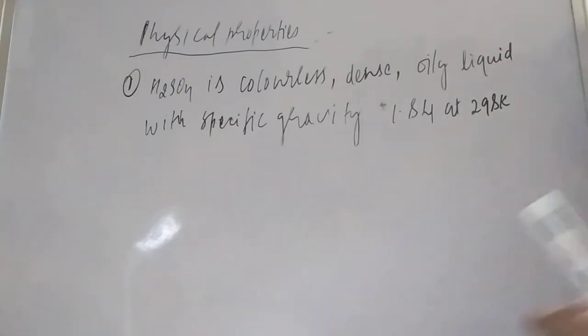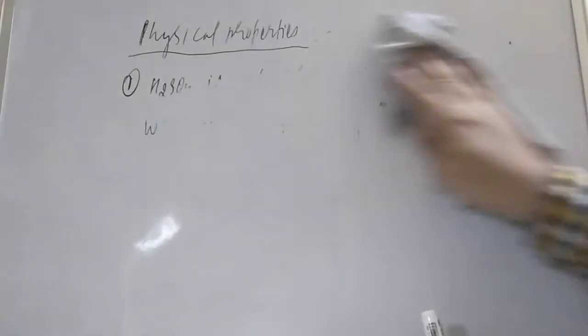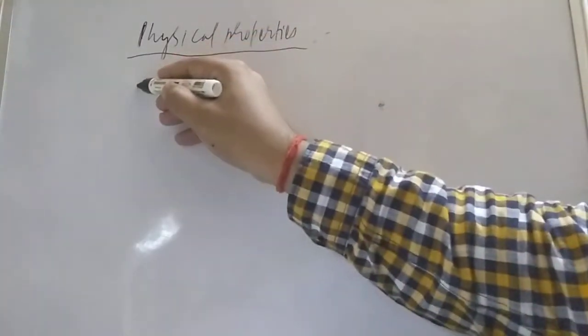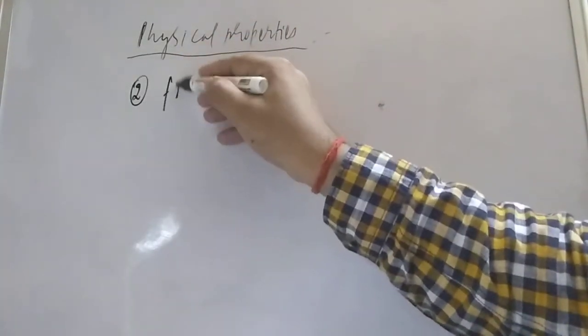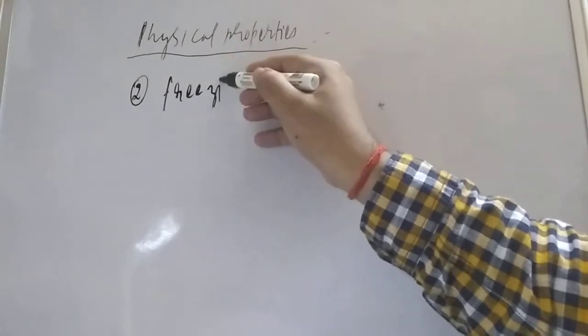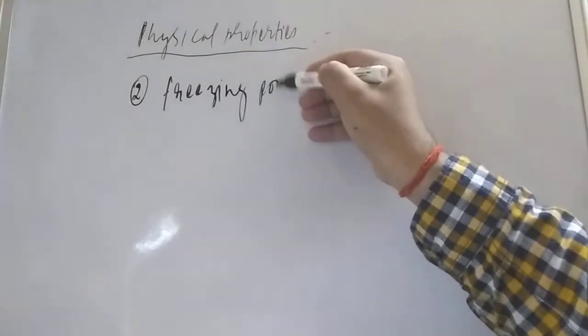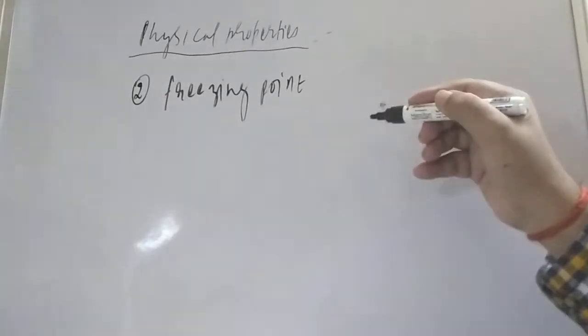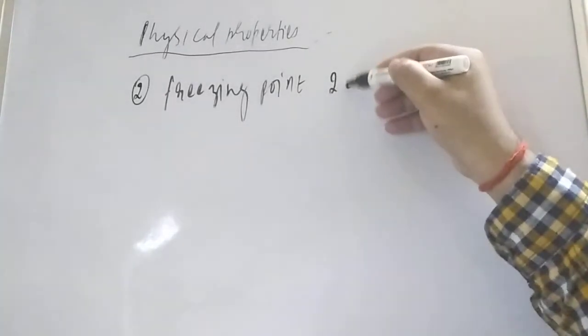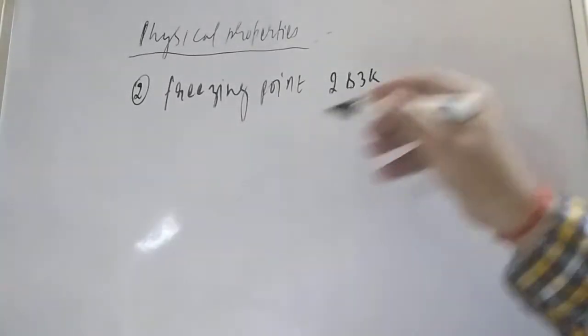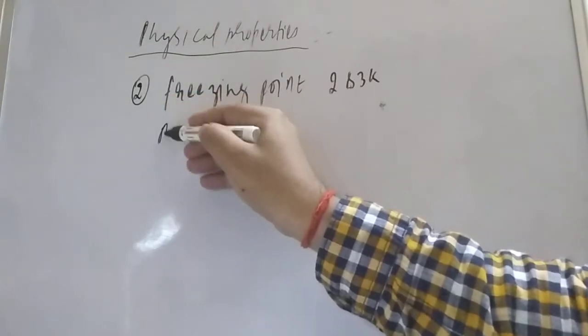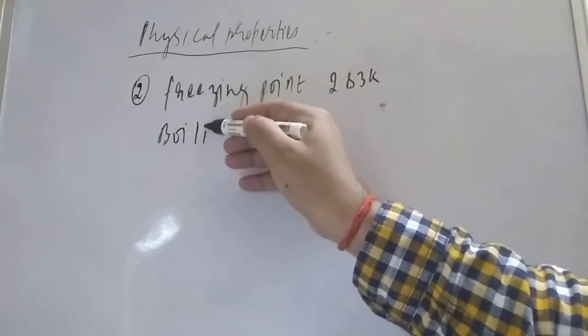That is at 298 Kelvin. Now let us move to the second point, student. What is the second physical property? If you talk about the freezing point, it is quite low. So we can write here the freezing point is 283 Kelvin. And if you talk about the boiling point, student, the boiling point is very high.